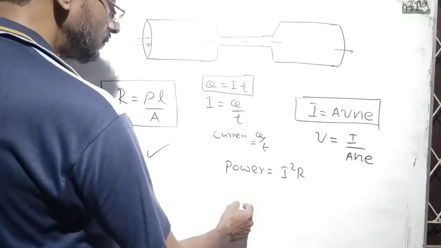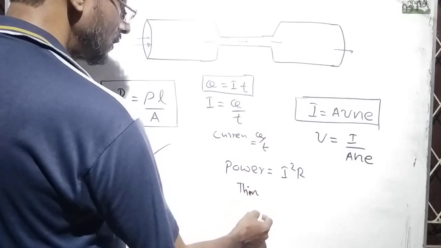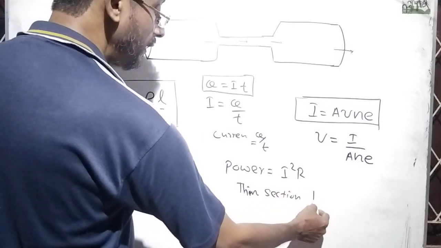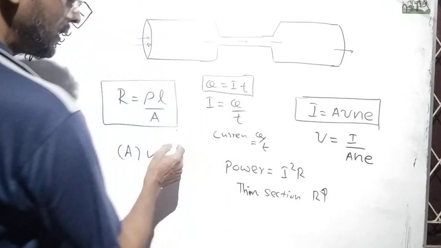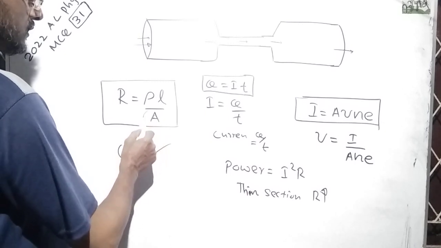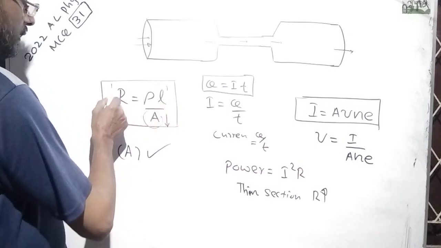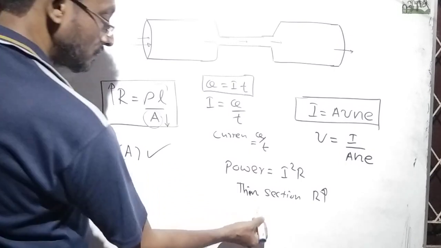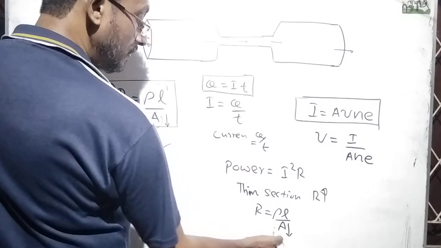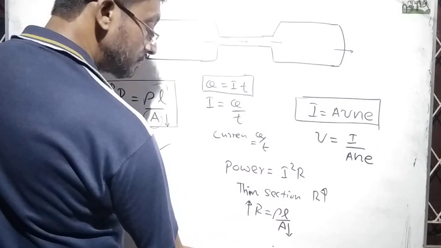In the thin section, R is higher, because we can consider R equals rho L over A. Thin means the cross section is smaller, therefore R is higher. The total value of R goes higher in the thin section. When A is smaller, in the thin section, R is higher, therefore power is increased.